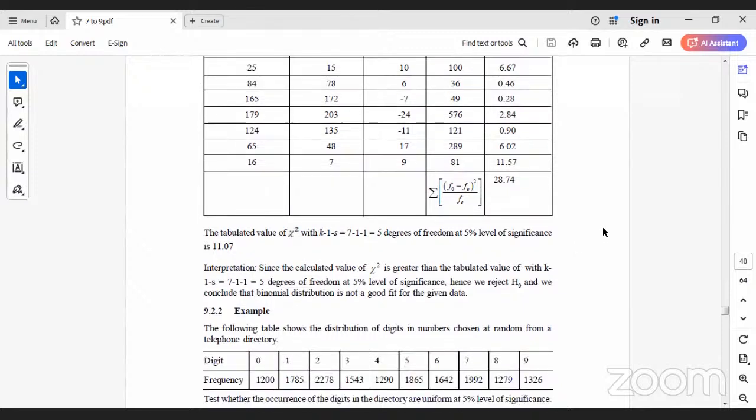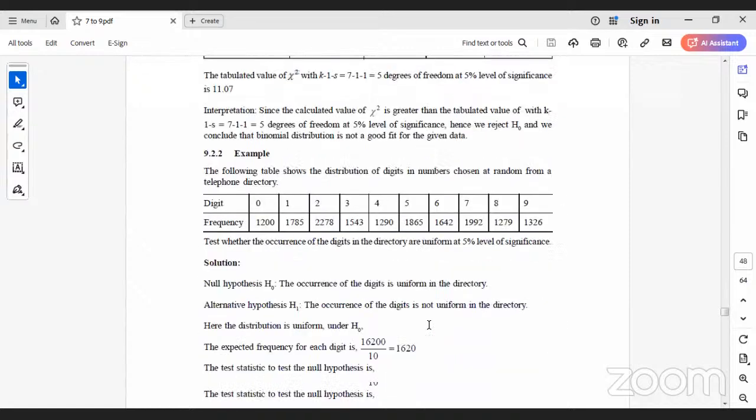The interpretation: the calculated chi-square is greater than the tabulated value at the 5% level, hence we reject H0, because it is larger than the tabulated value. So the binomial distribution is not a good fit for the given data.